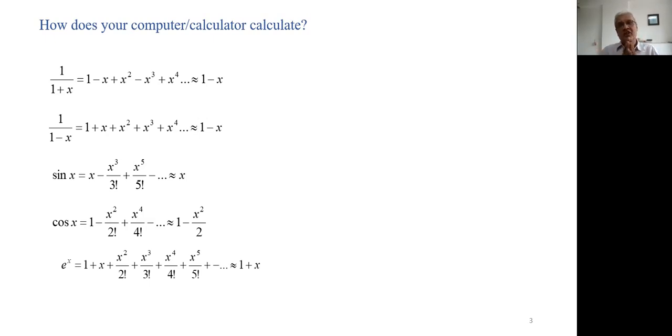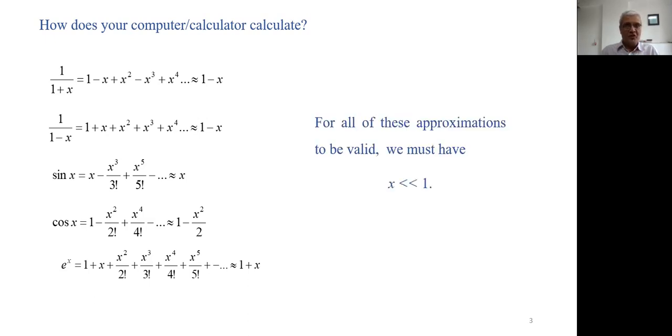Similarly, if I have a function e raised to x, then that also has a series: 1 plus x plus x squared by 2 factorial plus x cubed by 3 factorial and so on. And again, the same logic. If x is very small compared to 1, I can approximate this as 1 plus x, ignoring square and higher order terms. Remember, if the number is less than 1, then the square is even smaller and the cube is even smaller than the square. And therefore, those numbers, if they are reasonably small, how small? We will be talking about it. So for all these approximations, we must have x very small compared to 1.